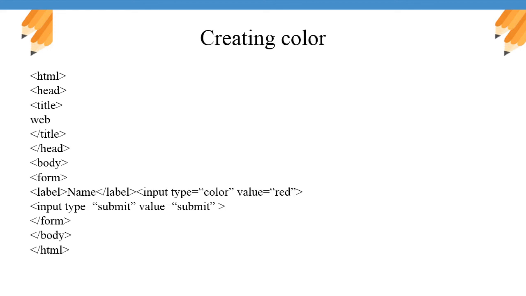Next I am explaining how to create colors. Here colors are created by using the input tag. Input type equal to color, then indicating a value equal to red, we create the red color button. If the value equal to green, then we create the green color button. Whatever value we give, that type of color button is created. So input type equal to color, value equal to any color, then color buttons are created automatically. So input type equal to color is used to create the color button.